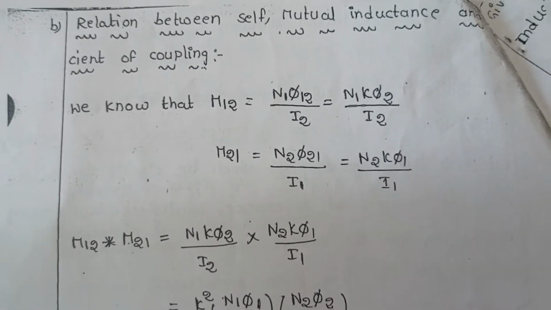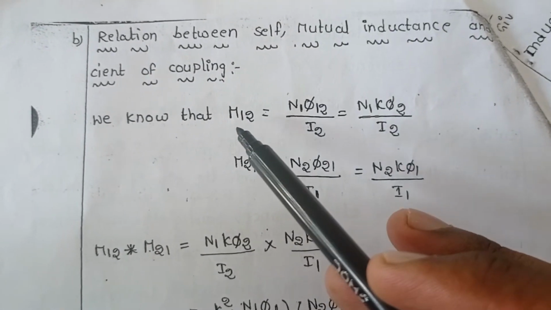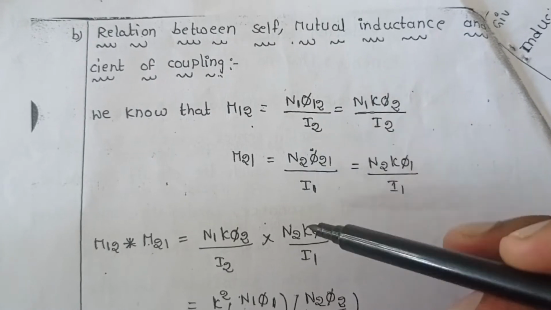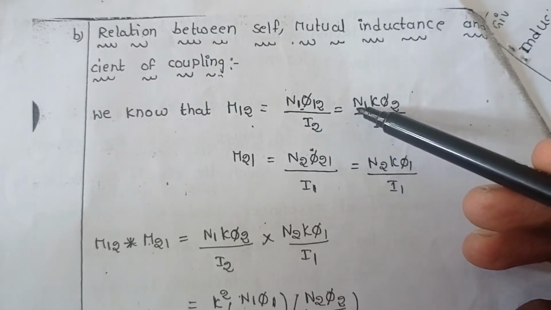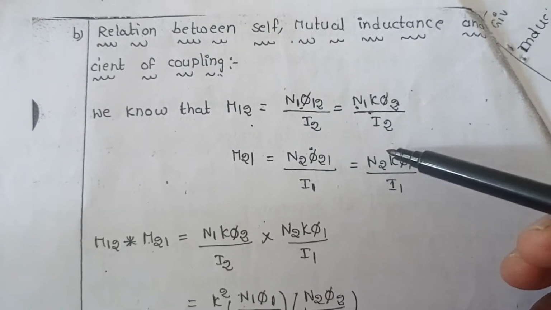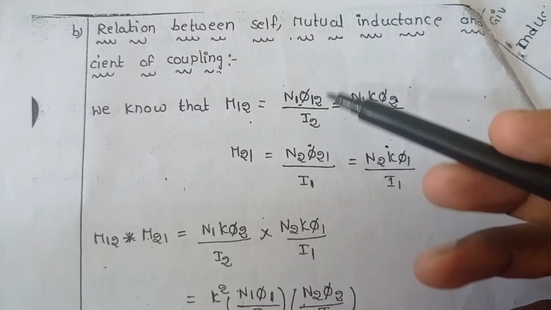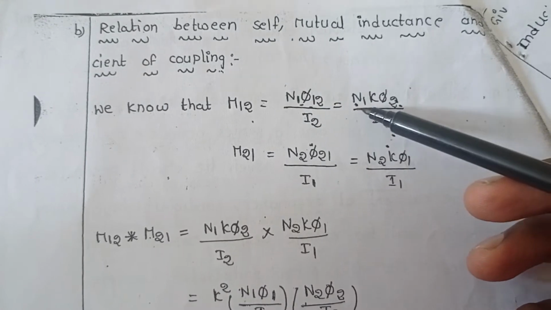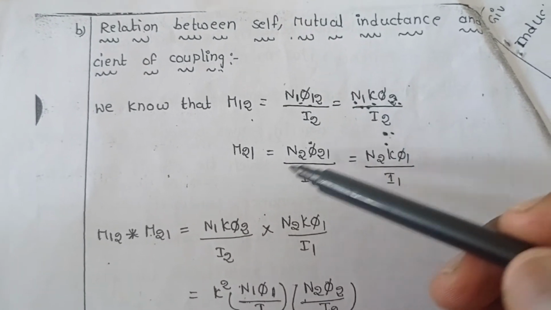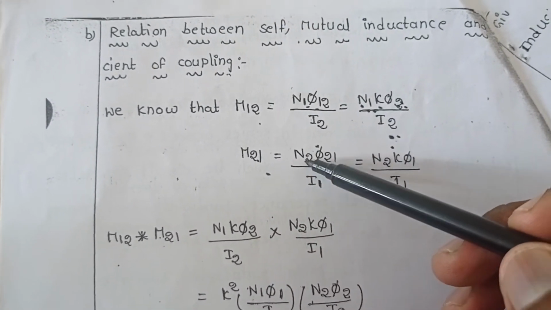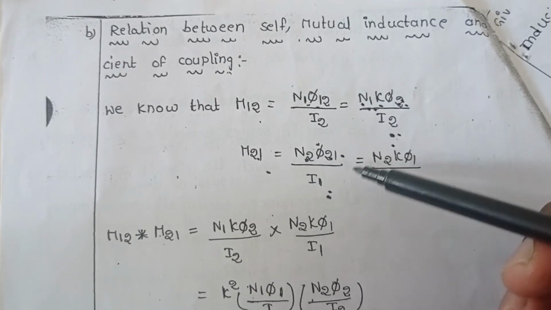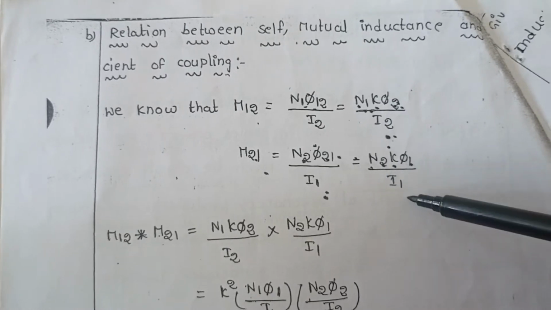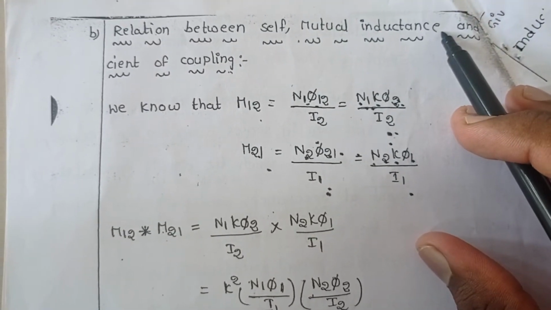Let's first write the mutual inductance: M12 equals N1 φ12 by I2. It is also represented as N1 K φ2 by I2. And M21 equals N2 φ21 by I1, which can also be represented as N2 K φ1 by I1. These are the mutual inductances.